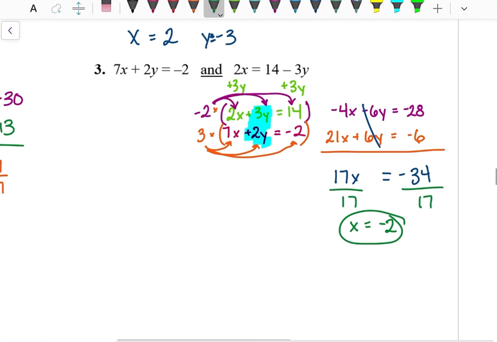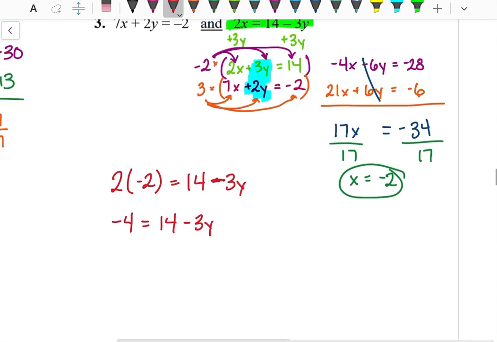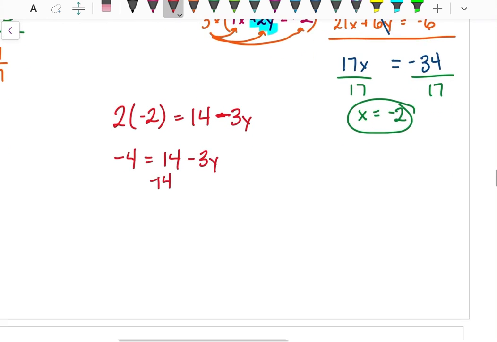Now that I know what x is, I'm going to take it and plug it back into one of these equations. I'm going to choose this one. Again, it doesn't matter. I'm just picking one. So I'm going to put it into that one. So 2 times x, which is negative 2, equals 14 plus or minus 3y. So that's negative 4 equals 14 minus 3y. Subtract 14. So that's negative 18 equals negative 3y. Divide by negative 3, and that's 6 equals y.